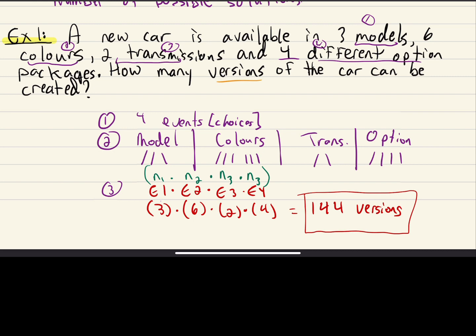Now, if I'm thinking back to the formula, remember when I had said it was n1 times n2? In this case, it'd be n1 times n2 times n3, and actually it should be n4. I don't know why it was written twice over here. Let's change that. And so, again, following the formula and the pathway, we got 144 versions.